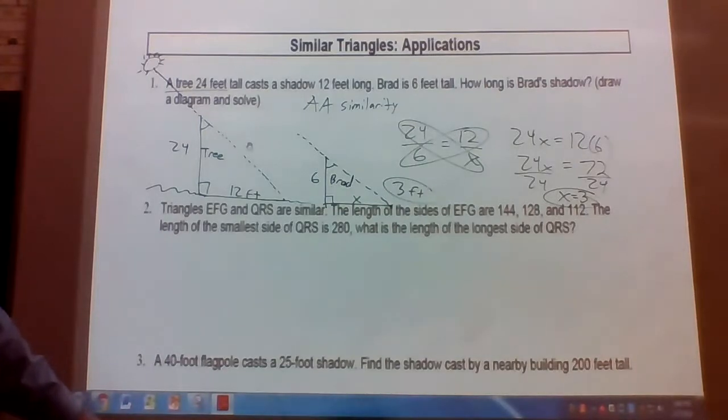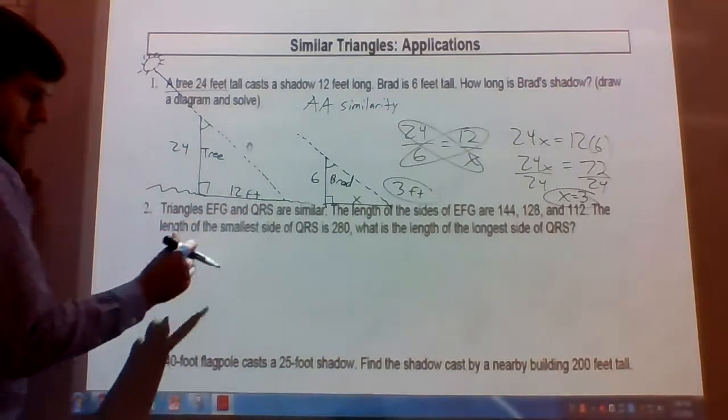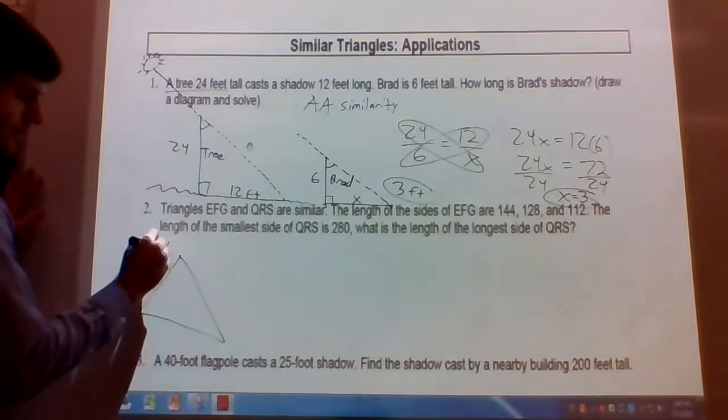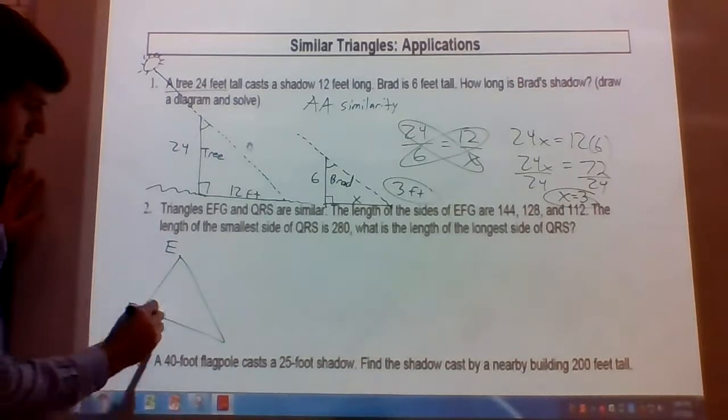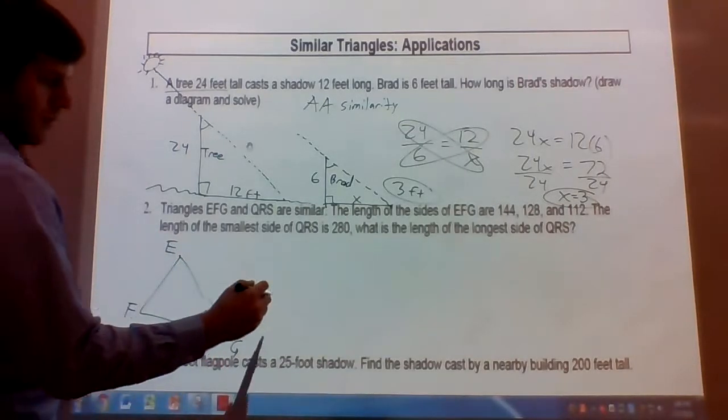Number 2, triangle EFG and QRS are similar. The lengths of the sides of EFG are 144, 128, and 112. The length of the smallest side of QRS is 280. What is the length of the longest side of QRS? Okay, so start by drawing our triangles. So we have EFG, and we have QRS.